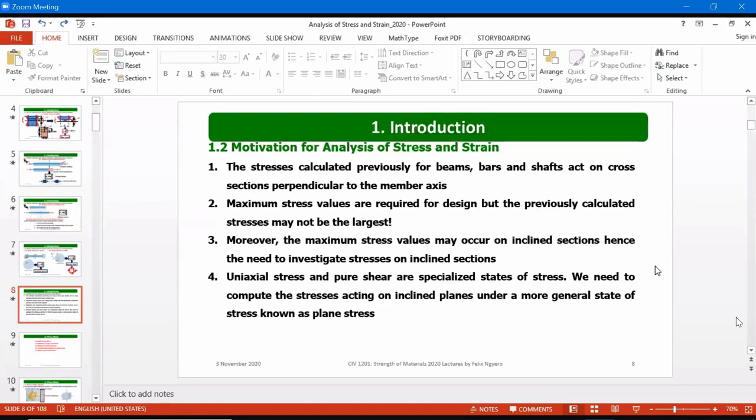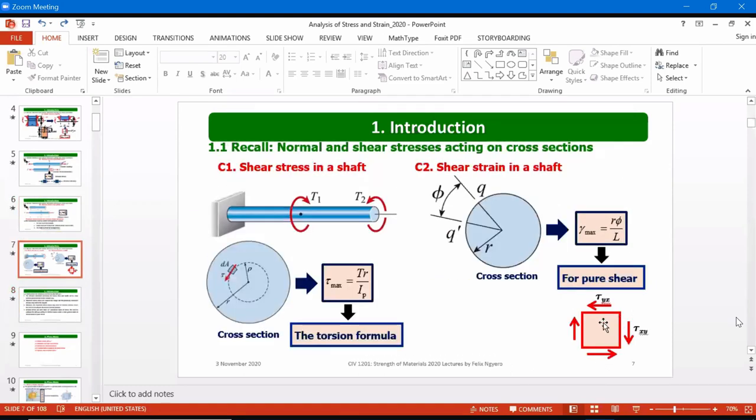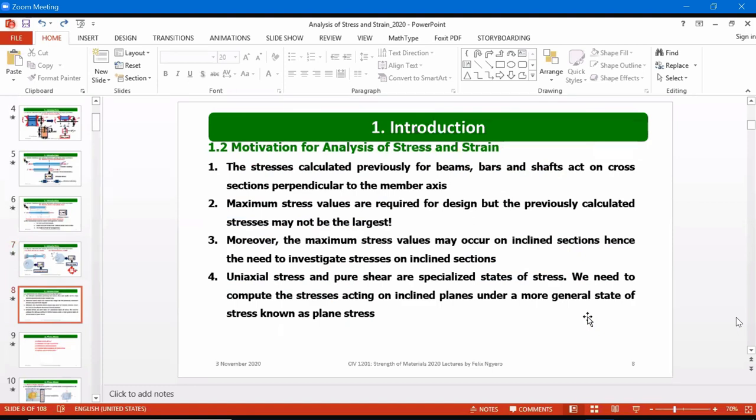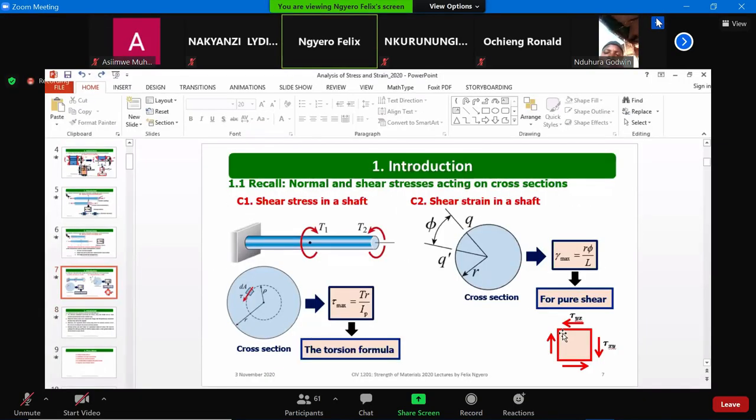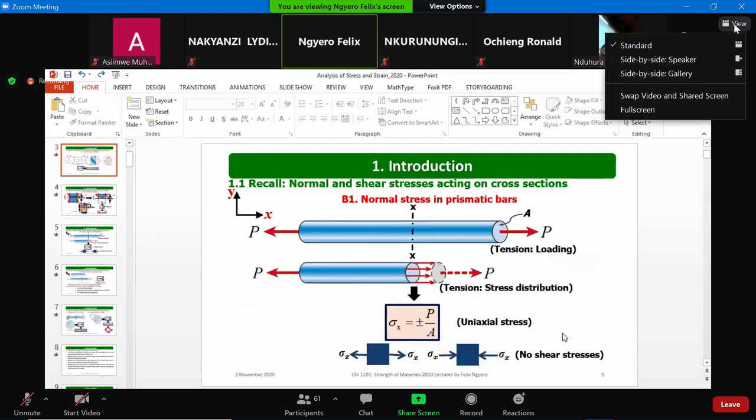The general state of stress is a three-dimensional stress where you have stresses in all directions, that if you can imagine a cube. Plane stress is simply a simplification, considering the kind of problems you have at hand. There are some problems in which we apply the concept of plane stress to determine the maximum stresses at a particular point. So this is all for the introduction, or the review.